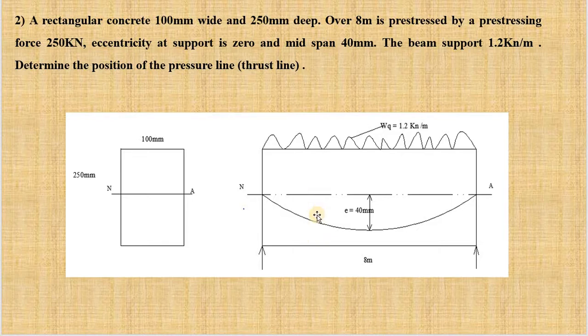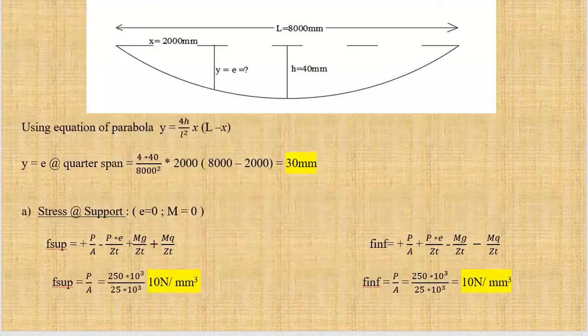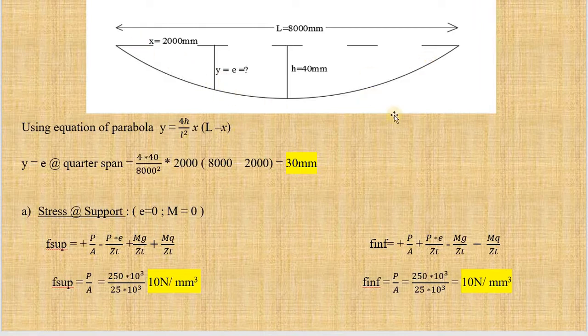Next, the remaining one is only the quarter span. At the quarter span, how much is the E value? To get that E value or Y value, as this cable has a parabolic variation, we can use the equation of parabola, that is Y equal to 4h by L square into x into (L minus x). Remember, x means the quarter span distance. Here at what distance do we get the quarter span? It is 2 meter. I have converted it into mm, so it is 2000 mm.